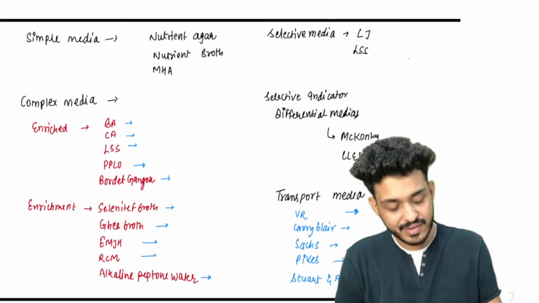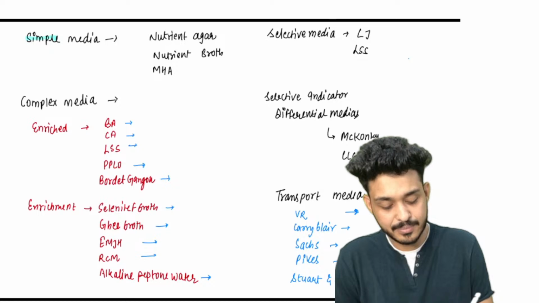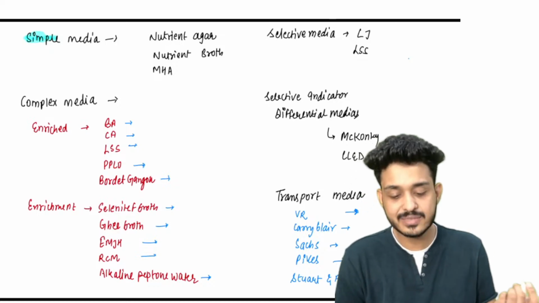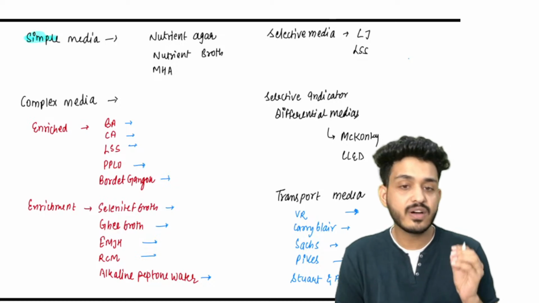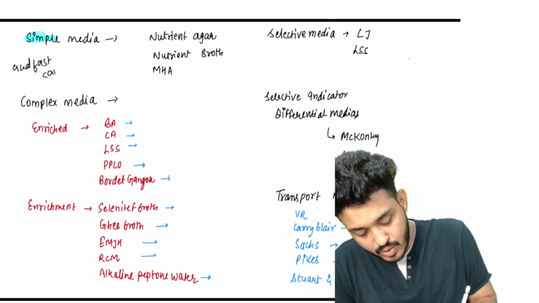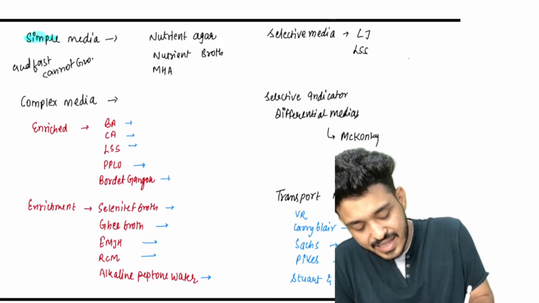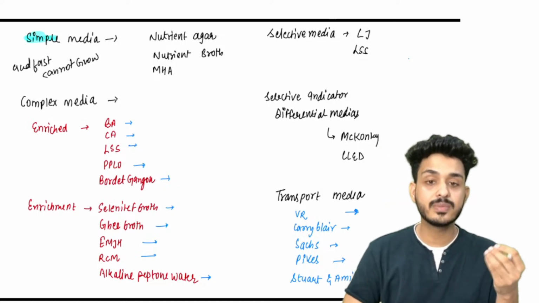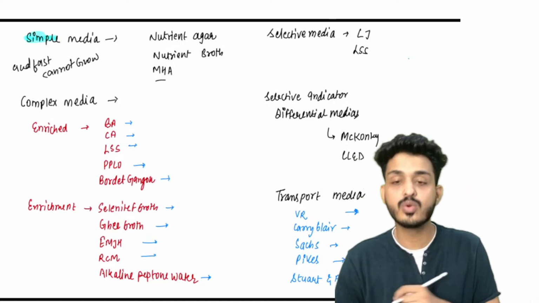Okay, so we will be revising quickly. We are having simple media. Sir, what is the difference between a simple media and a complex media? In simple media, acid fast organisms cannot grow. The examples are nutrient agar and nutrient broth. Broth का मतलब क्या होता है? Broth means soup, right? And the third one is your Mueller Hinton agar.